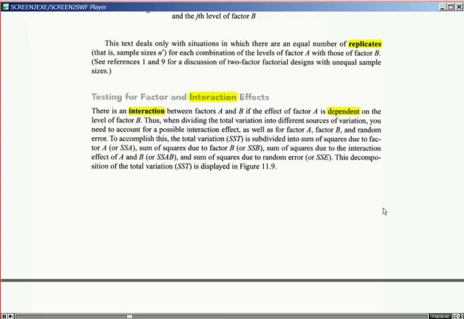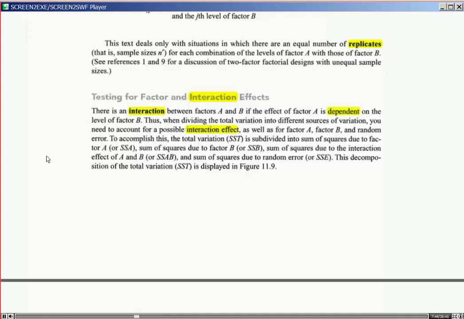Thus, when dividing the total variation into different sources of variation, you need to account for a possible interaction effect, as well as for factor A, factor B, and random error. That will be a separate term in the equation, little e, or epsilon.